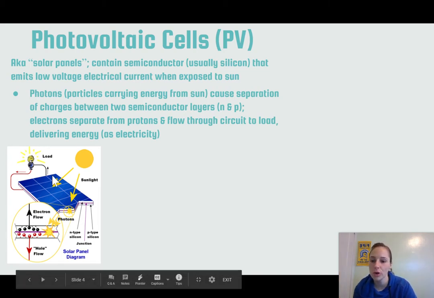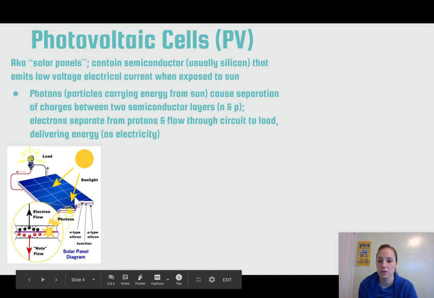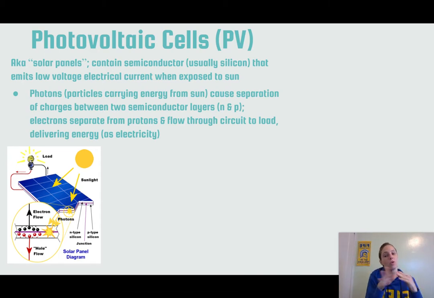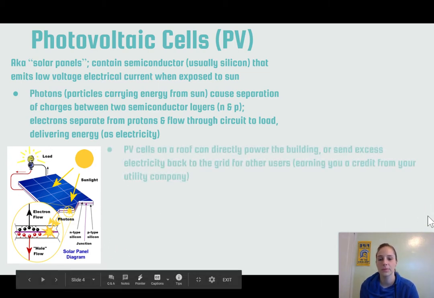And they're going to go through this circuit load, which is ultimately going to deliver energy in the form of electricity. And so you're going to be able to have this set up. And again, it's because of the separation of charges that's going to ultimately result in these photons being able to create electricity that can be used in a home or any other place.